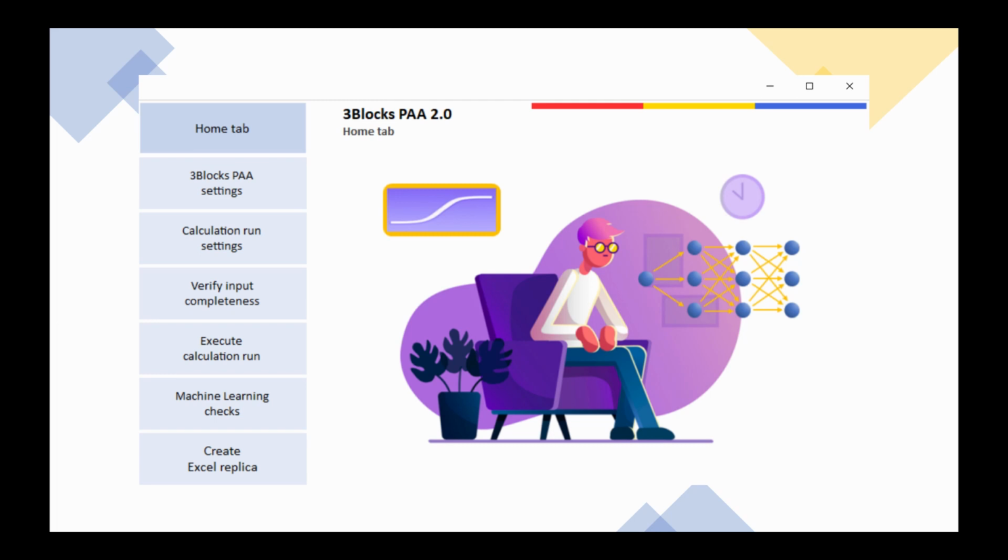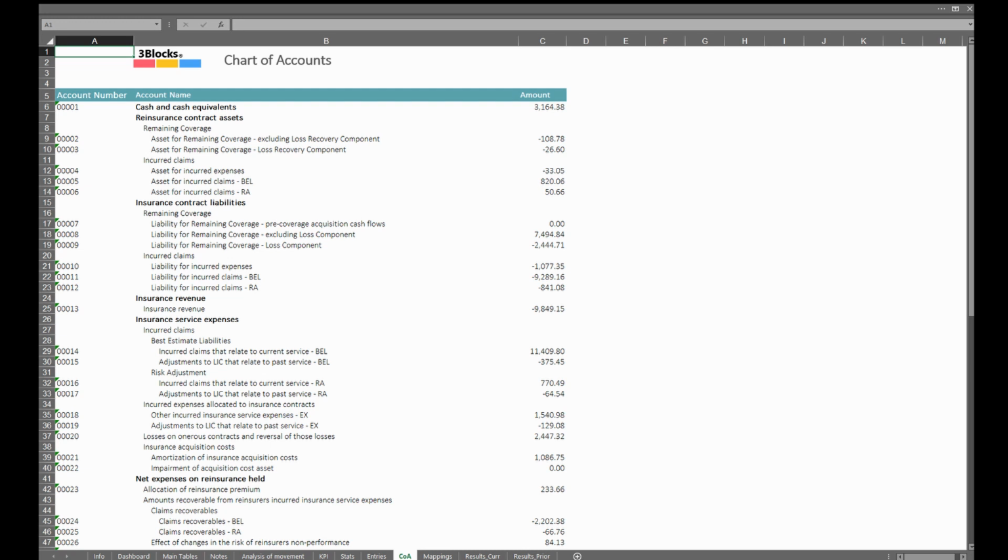One of the outputs of the tool is Excel-based disclosures, including all required tables, chart of accounts, and journal entries. You can easily predefine your chart of accounts, and the tool will produce the outputs according to desired structure. One of the options is to produce a simplified chart of accounts where insurance contract liabilities are booked on three base accounts: liability for remaining coverage loss component, liability for remaining coverage excluding loss component, liability for remaining coverage pre-coverage acquisition cash flows, and the insurance revenue is one account. Similarly, on the reinsurance side, we have just the base accounts.